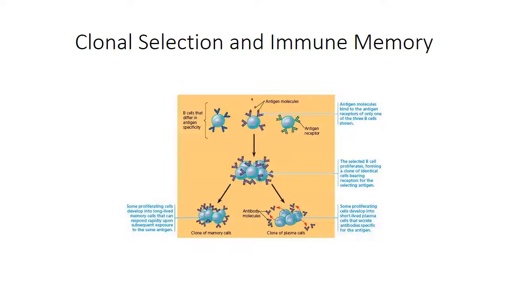But there's another part in the clone, and you see it in the lower left corner. It says clone of memory cells. These are very peculiar cells. They respond to antigen, but not right away. When they encounter antigen for the first time, they divide and acquire a tremendously long lifespan. That's the paramount feature of memory cells.